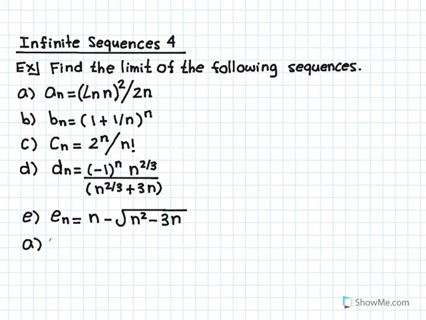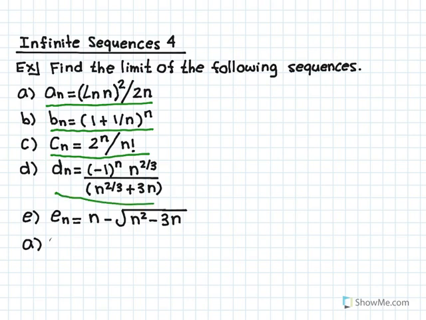In this video, we're going to look at finding limits of the following sequences. Part A, a_n is equal to (log n)^2 divided by 2n. Part B, b_n is equal to (1 + 1/n)^n. Part C, c_n is equal to 2^n divided by n factorial.